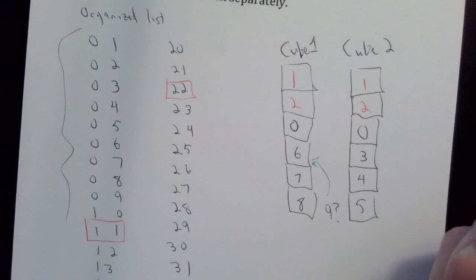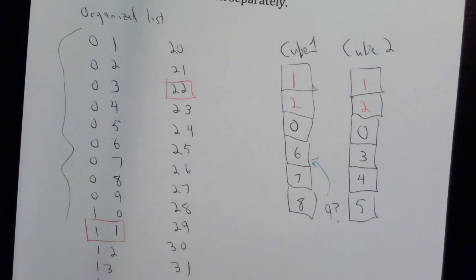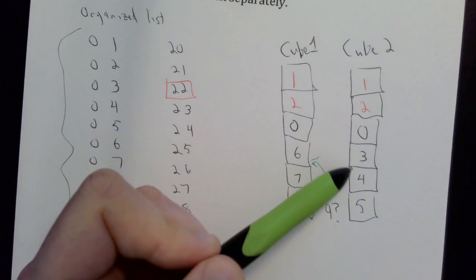So here's one solution to this problem. On the first cube have a 1, 2, 0, 6, 7, 8, and on the second cube have a 1, 2, 0, 3, 4, 5.